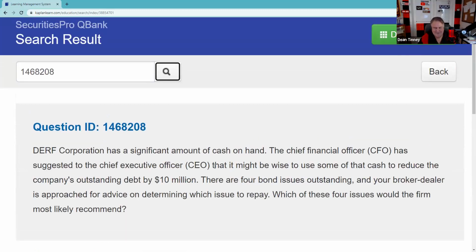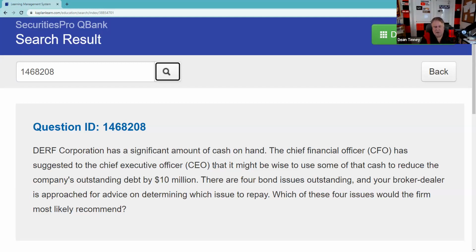Wow. Durf Corporation has a significant amount of cash on hand. The chief financial officer has suggested to the chief executive officer that it might be wise to use some of that cash to reduce the company's outstanding debt by $10 million. There are 4 bond issues outstanding, and you are advised to determine which issue to repay. Which of the 4 issues?